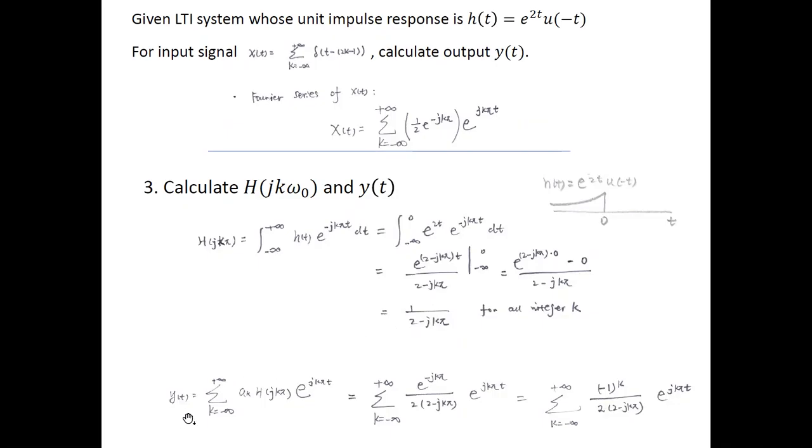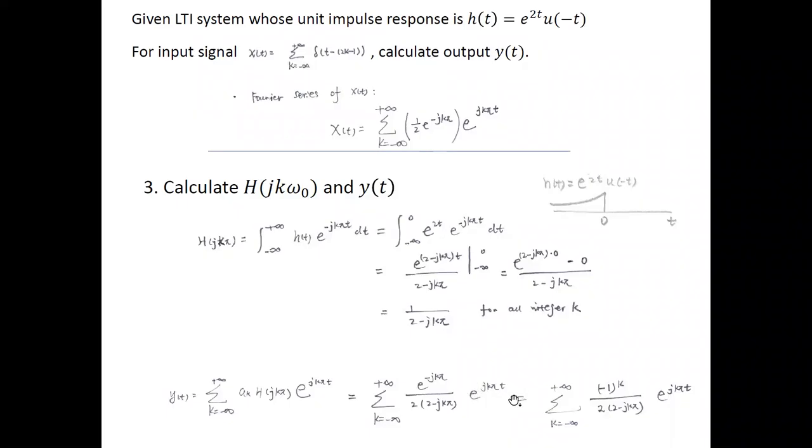Y of t, as in the last step, is an infinite sum. Ak, what is ak? Ak is the Fourier series coefficient for x of t we calculated already. It's exponential minus jk pi divided by 2. We copy it down, exponential minus jk pi divided by 2. Then followed by capital H. What is capital H? It's 1 over 2 minus jk pi. So copy it down in the denominator.